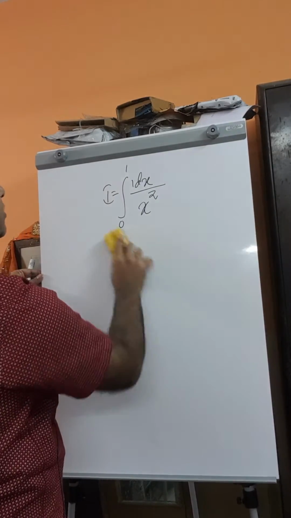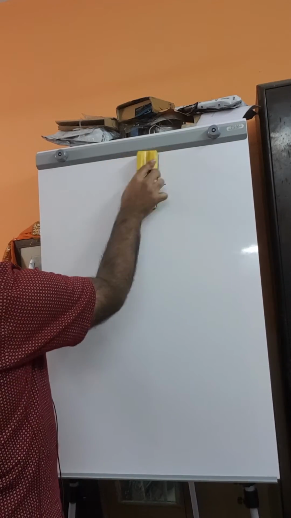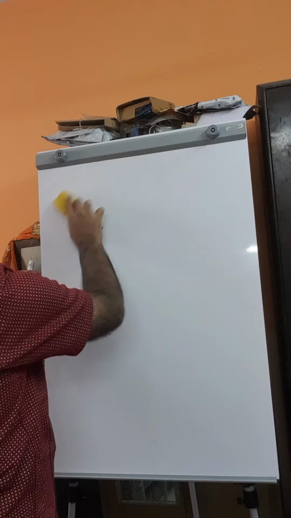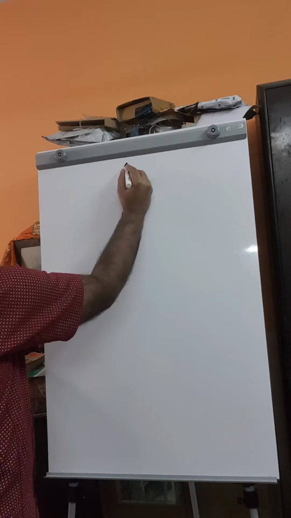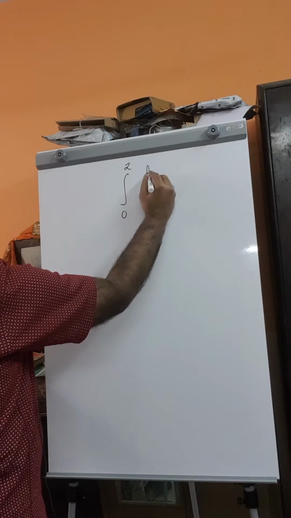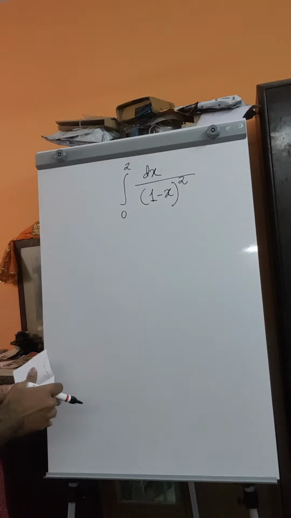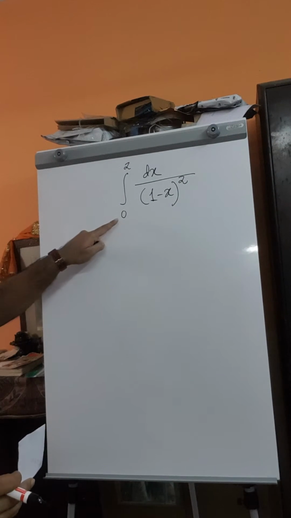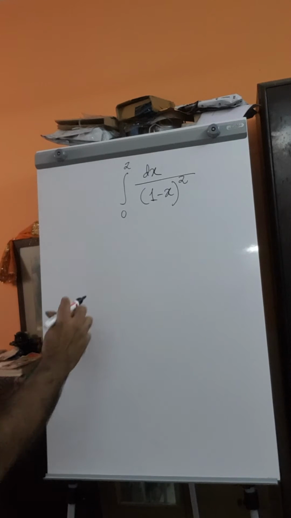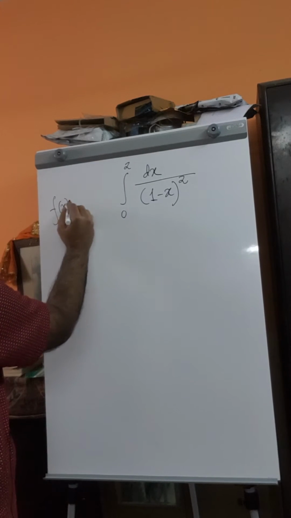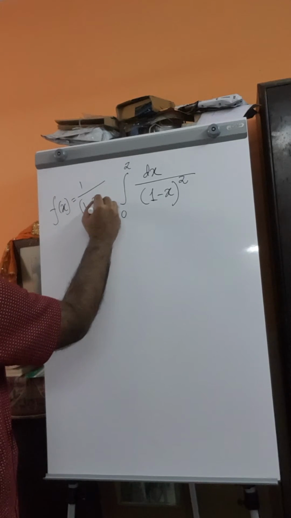Let us now consider another example of type 2 improper integral. Let us consider this case, integral 0 to 2 dx upon (1 minus x) whole square. So as you can see, this is also a type 2 improper integral, because both the lower and upper limits are finite, and here the integrand f(x) is given by 1 upon (1 minus x) whole square.